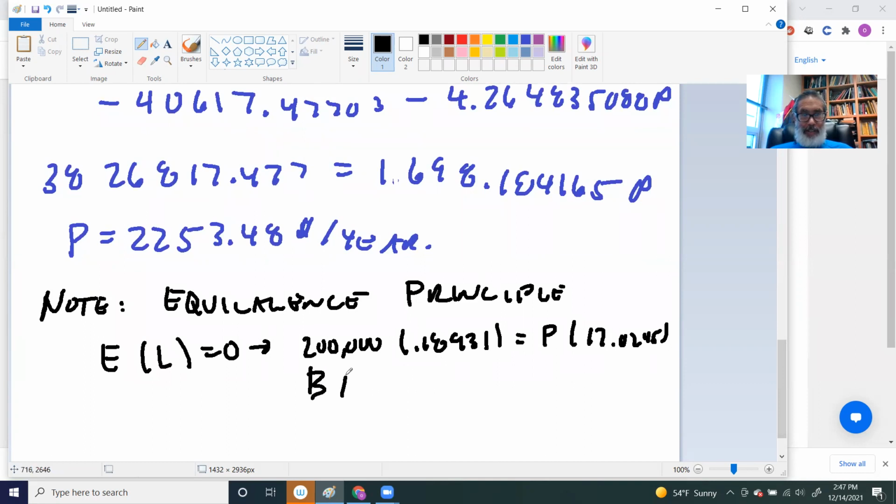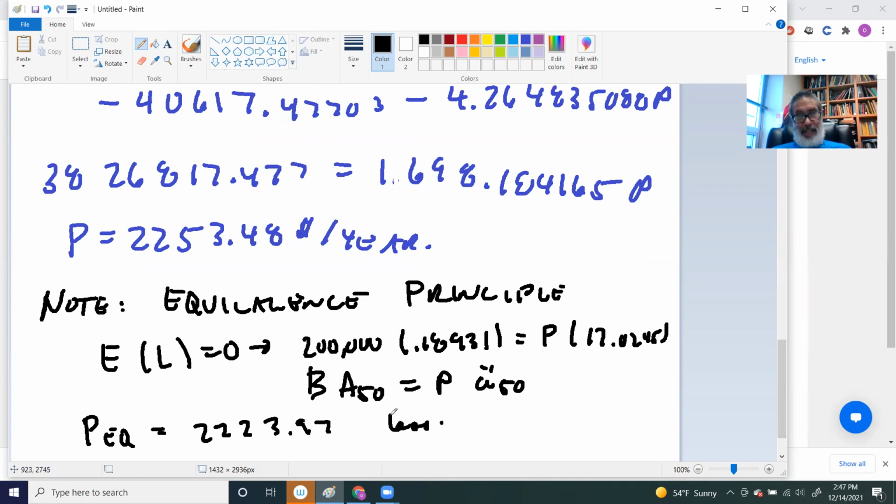This is a benefit. This is a 50. And this is a present value, expected present value for annuity due. This equation is this equation. Well, this thing here, which I'll call by the equivalence principle, is 2223.97, which is less. And that's to be expected. The equivalence principle premium is going to be less than the portfolio percentile principle premium.